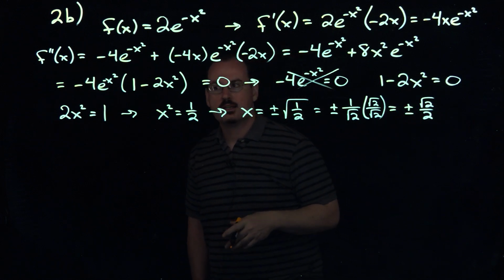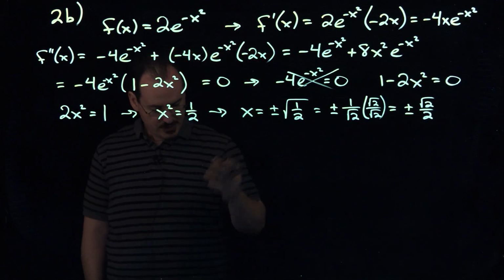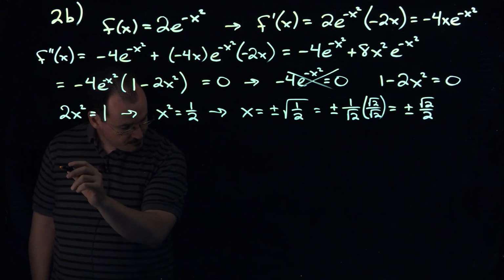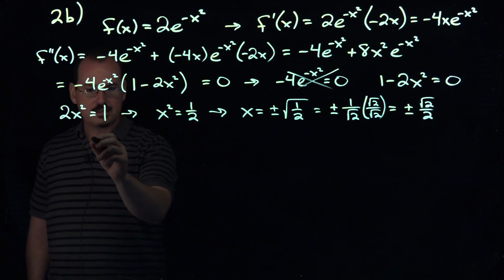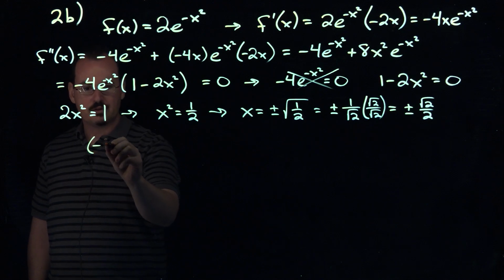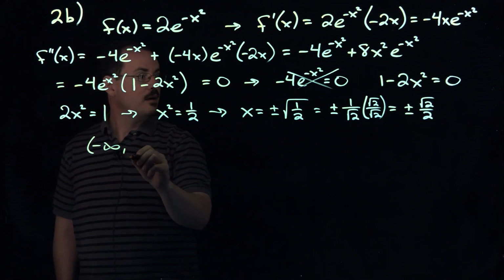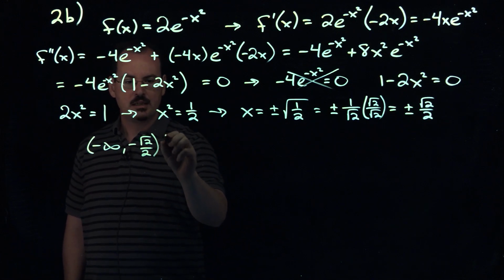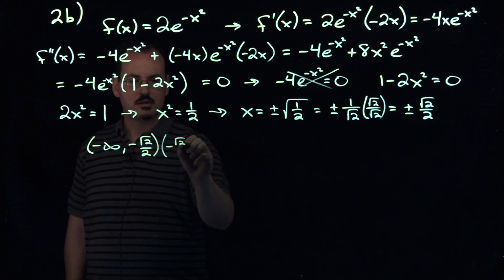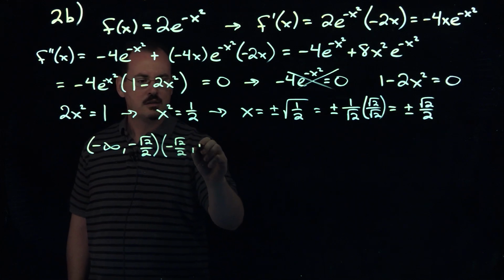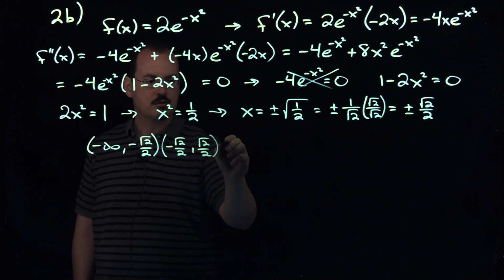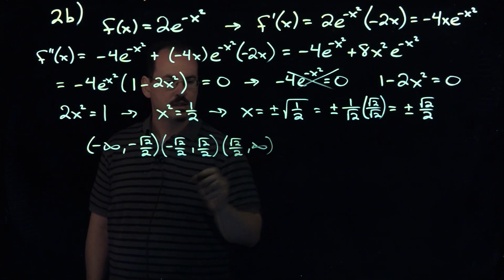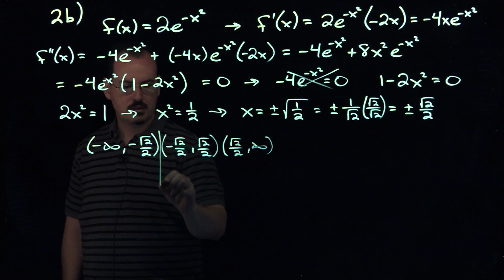And the way that we can tell, again, that we really do have an inflection point is if we notice that the sign of the second derivative changes on either side of those possible inflection points. So our next step to find the intervals of concavity would be to set up our intervals. So we're going to get minus infinity up to the smaller of the two possible inflection points. And then we go from that one to the next one, and then from that last one up to infinity. Okay, so there's our intervals.